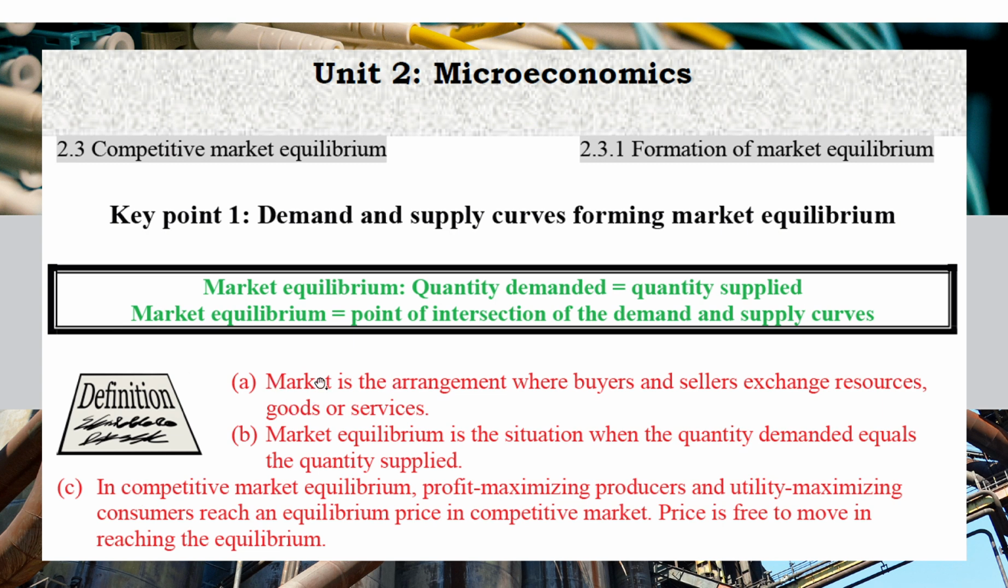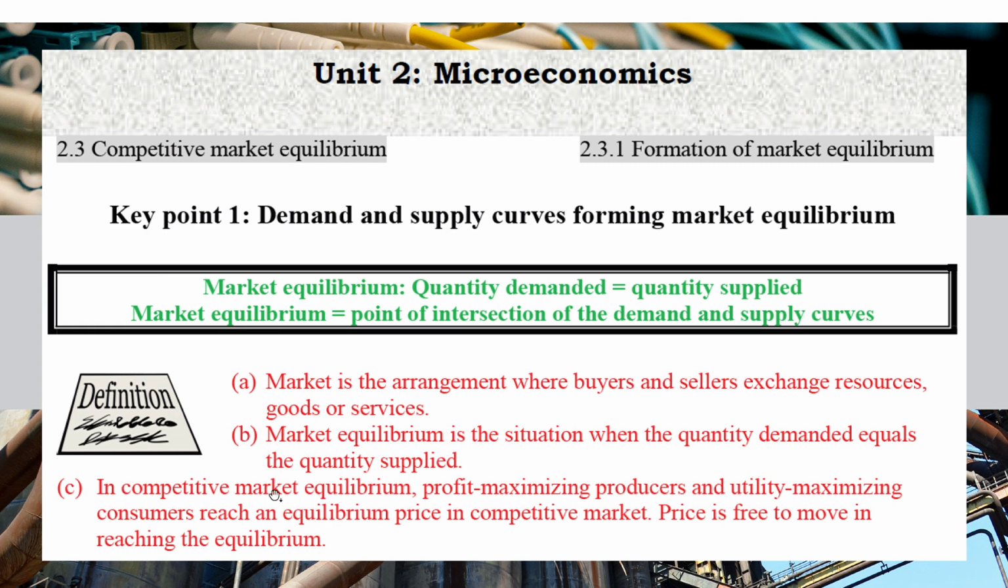Market. A market is the arrangement where buyers and sellers exchange resources, goods, and services. In the old times, it was physical. We think now it's maybe online. And market equilibrium is the situation where the quantity demanded equals the quantity supplied. This is the definition, right? The supply and demand curves are just the way to find out this market equilibrium. The definition, remember: quantity demanded equals quantity supplied.